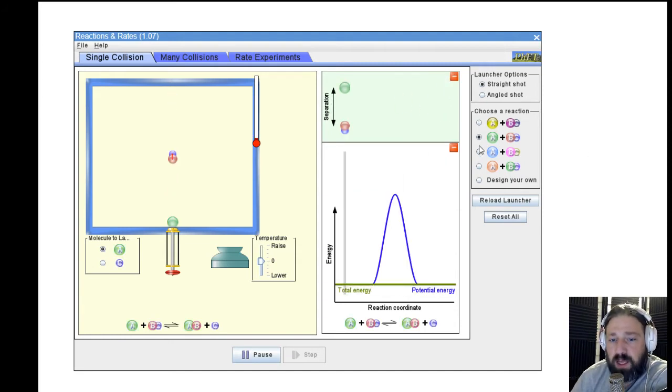You can go through, and I highly suggest that you play around with this. You can try different reactions. Like, what is this one going to look like? Let me lower the temperature down.